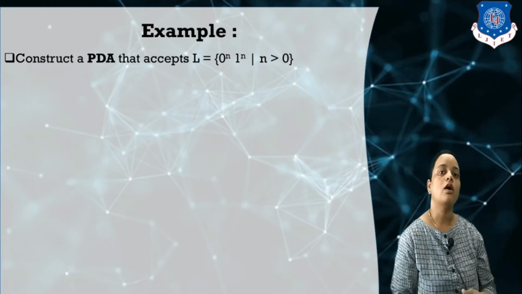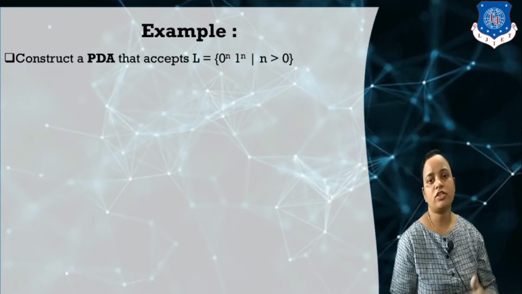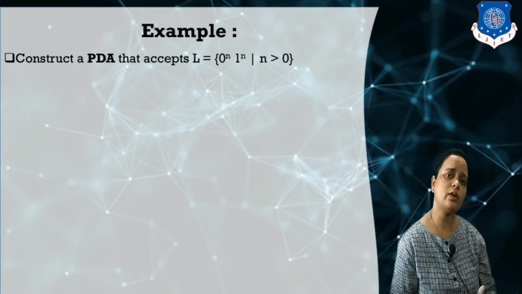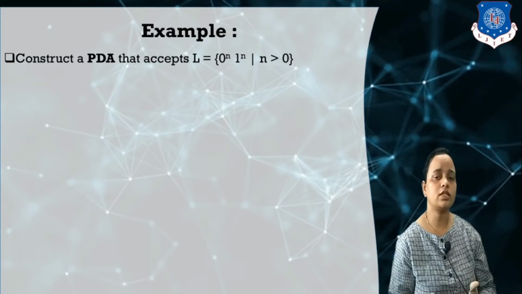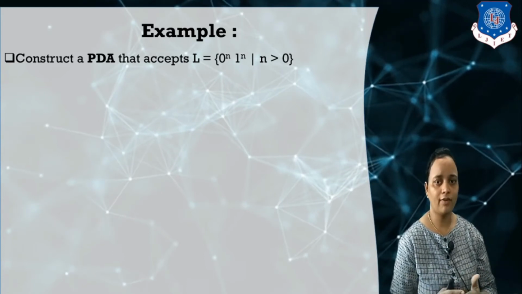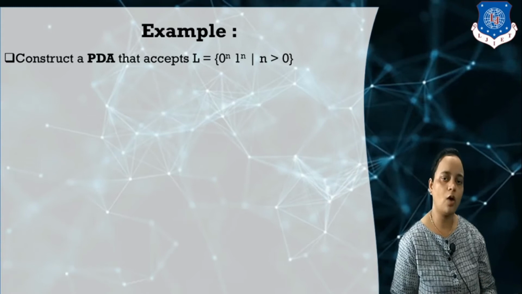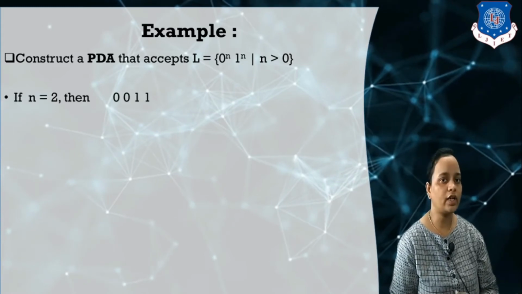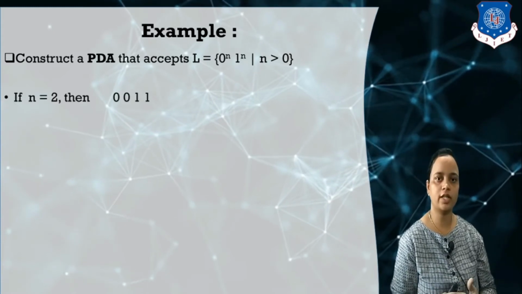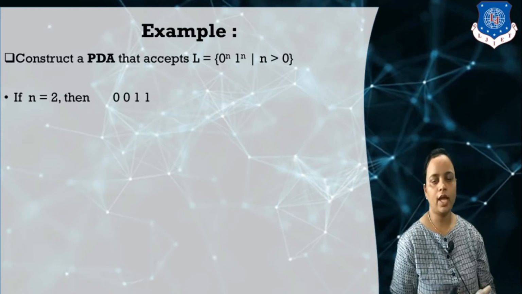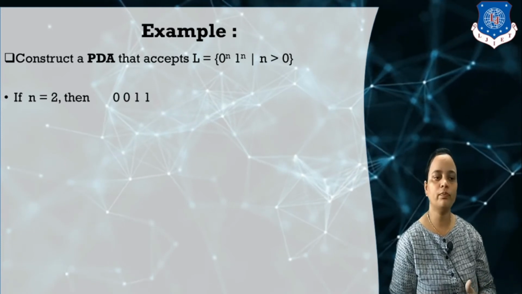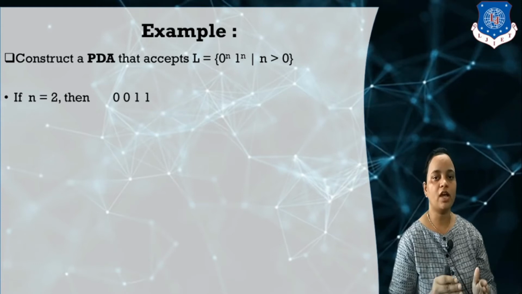For designing a PDA, first of all we need to take a valid string, and by using this we can understand how to compare the values. Now here I have taken one string which belongs to this language, where I have taken n equal to 2, so the value of the string is 0011.